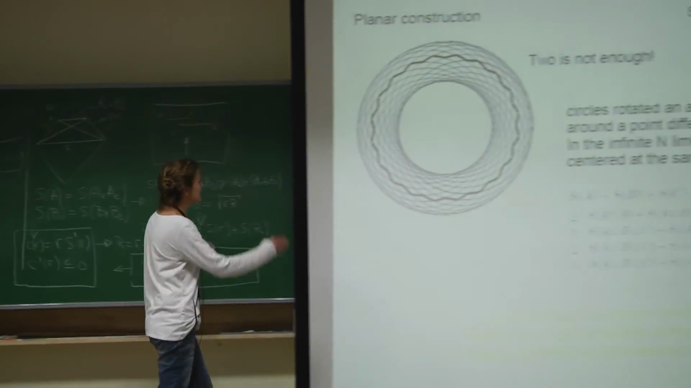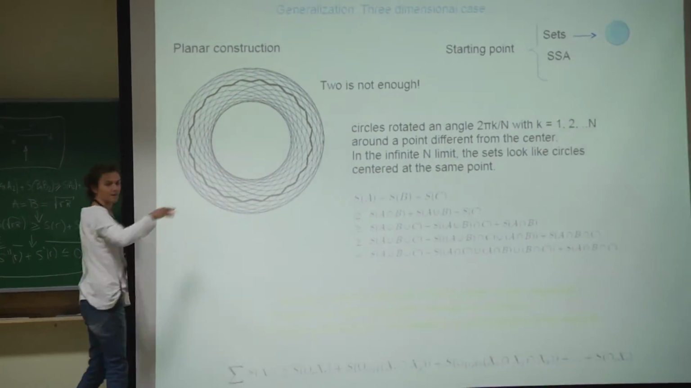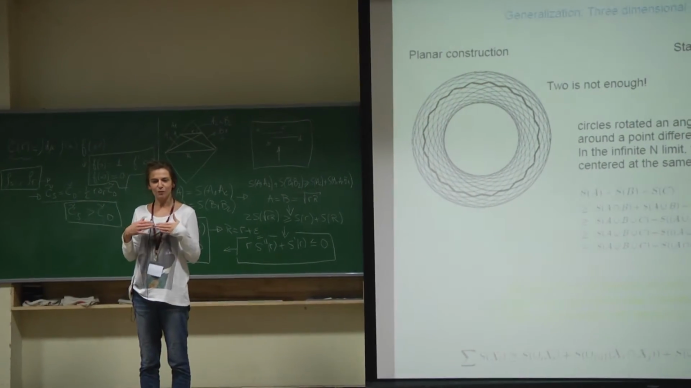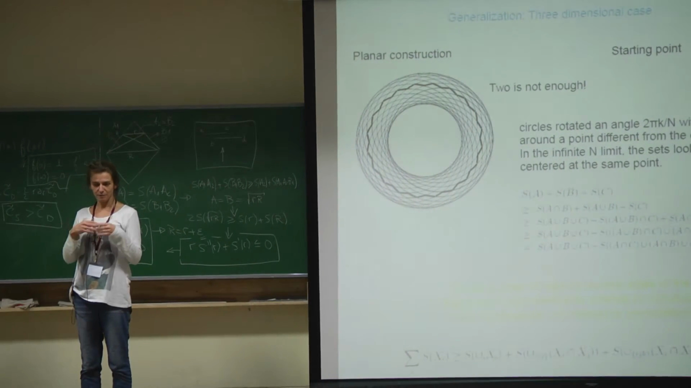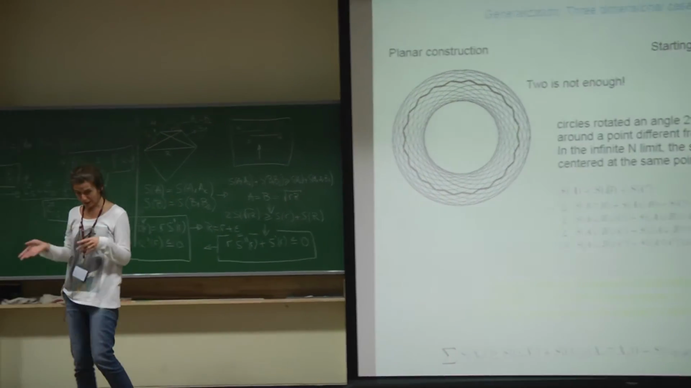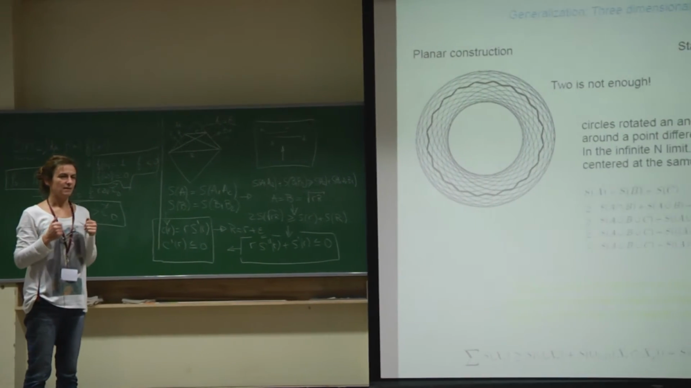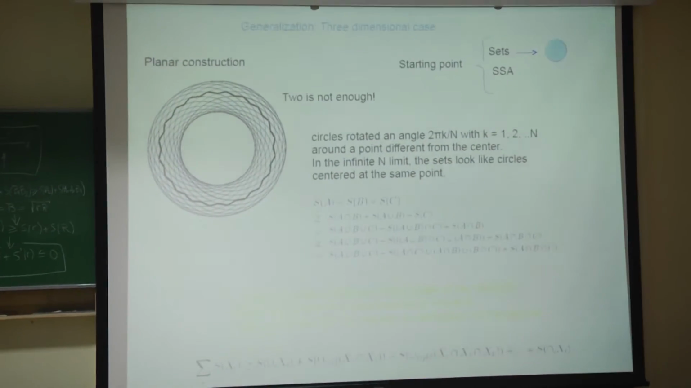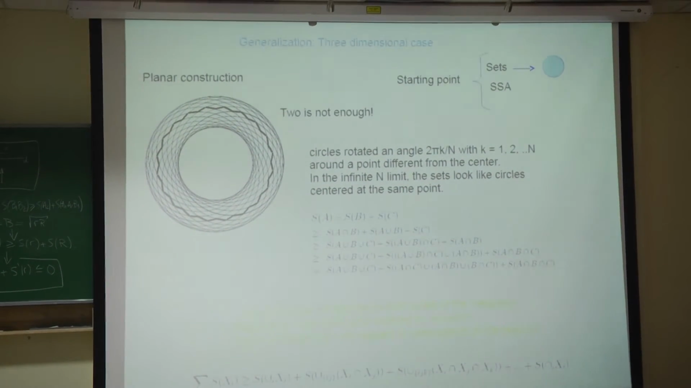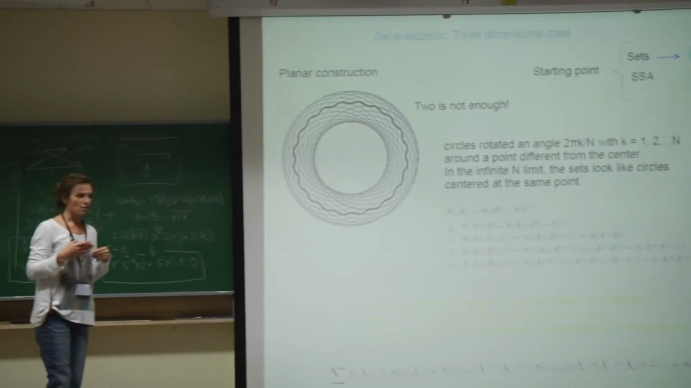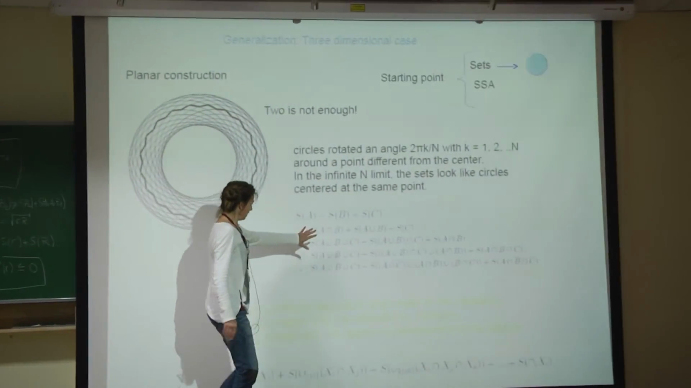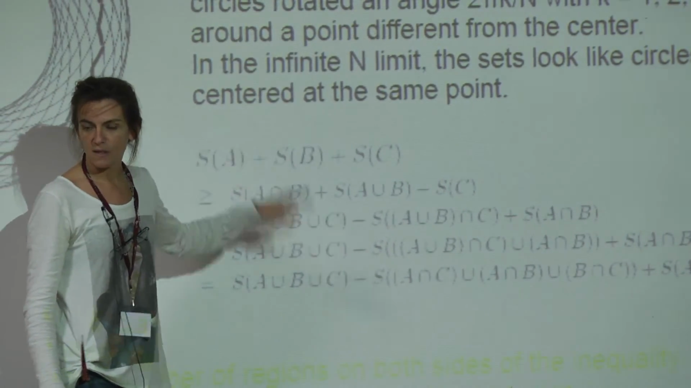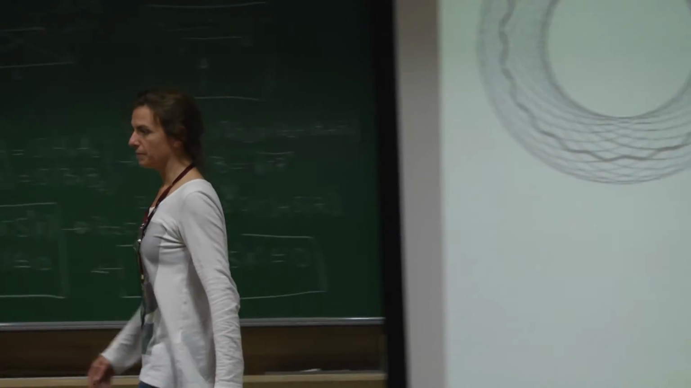But the problem is that this wiggly circle has angles. And even if you turn n to infinity, these angles don't disappear. And as I showed you in the first talk, the angles give you logarithmic divergences. And so you will have, in this part, logarithmic divergences, and in this part, no. So it's not good, this planar construction.